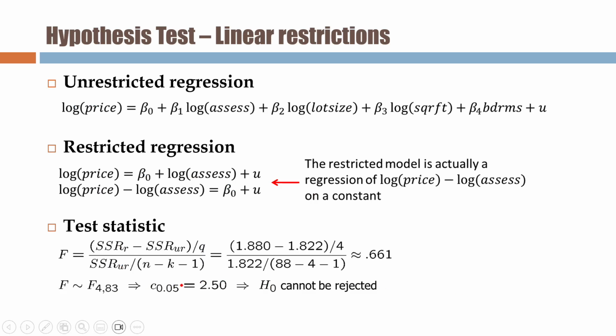Okay, so what this means is H0 cannot be rejected. So the result will be exactly the same. You don't have to actually calculate this t-test and so on.